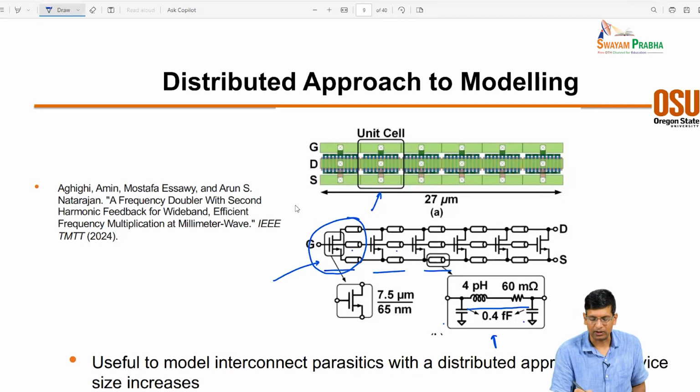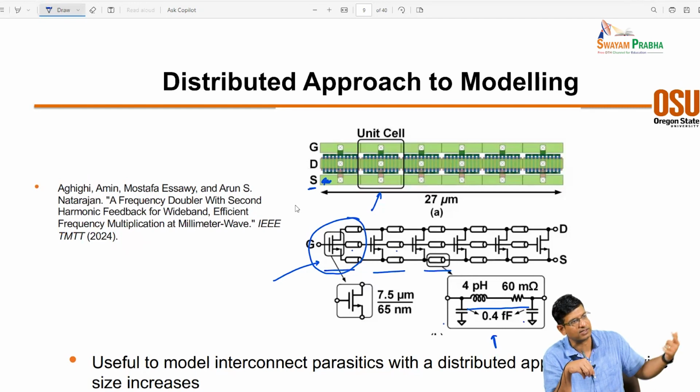In this particular case, the ground was there. There is a feed on this particular circuit, there is a feed on the source as well. Therefore, it's a double driven device. It's driven at the gate and also driven at the source. And that's why the source is brought to the top layer.